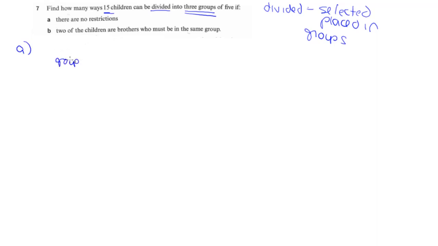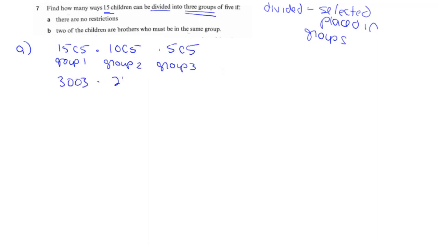Now, if there's no restrictions, basically all we've got to do is put them in their groups. For group 1, they're going to have 15 choices, and I'm going to pick 5, and then 10, and then pick 5, and then 5, and then pick 5. So now all I've got to do is multiply these together and find out that I've got 756 ways to do that.